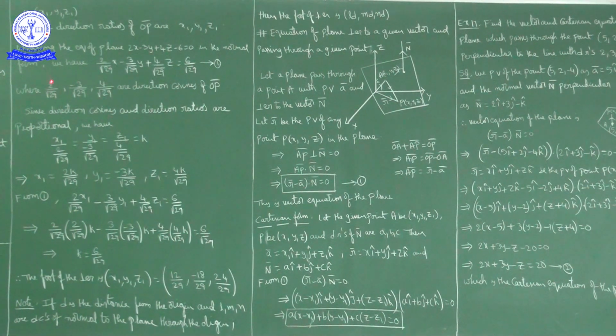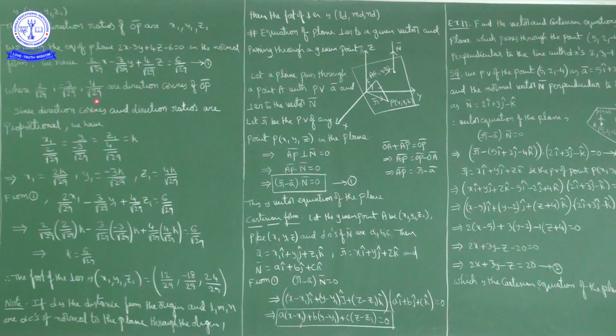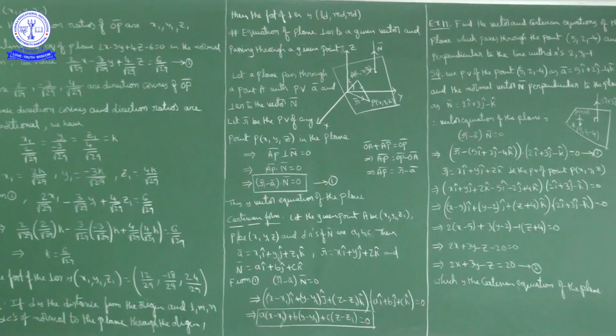What are l, m and n? 2 upon root 29, minus 3 upon root 29, 4 upon root 29. These are l, m, n. What is D? D is 6 upon root 29. So lD, this product is how much? 12 upon 29. mD, how much? Minus 18 upon 29. nD, how much? 24 upon 29. Okay. So if D is the distance from origin to the plane and l, m and n are direction cosines of the normal to the plane through origin, then the foot of perpendicular is lD, mD and nD.